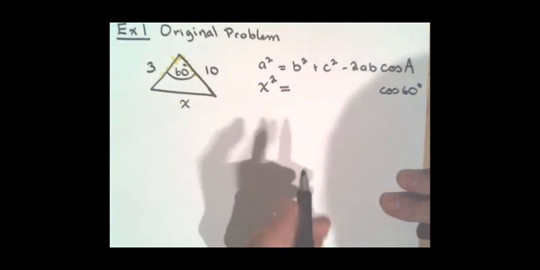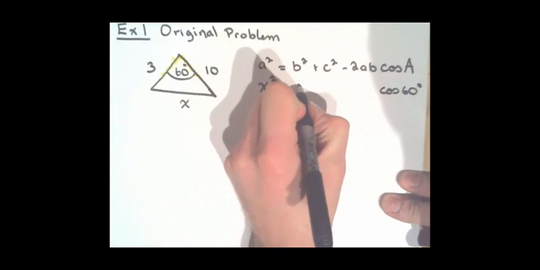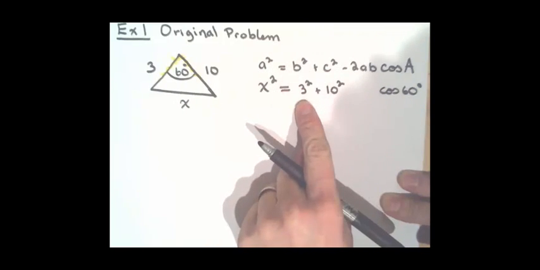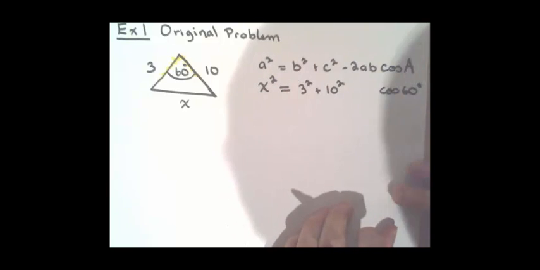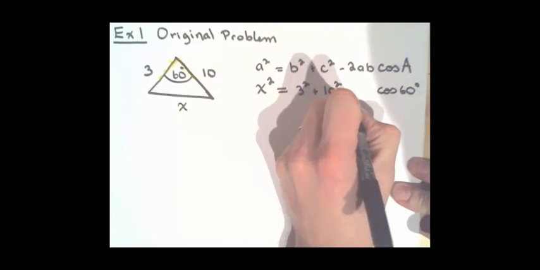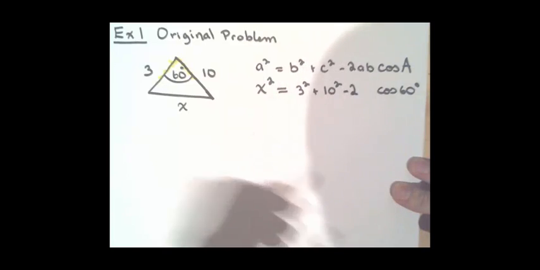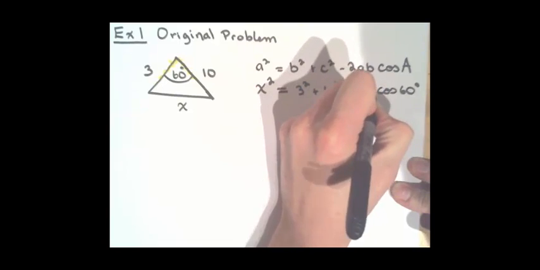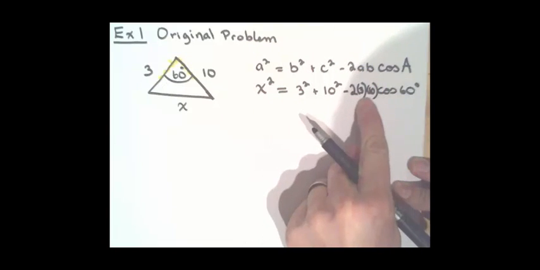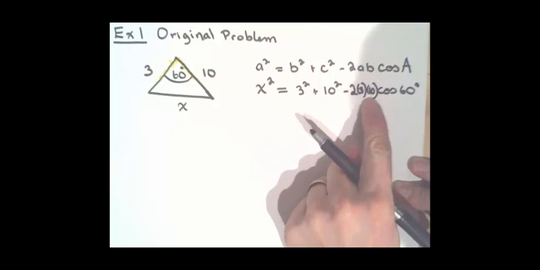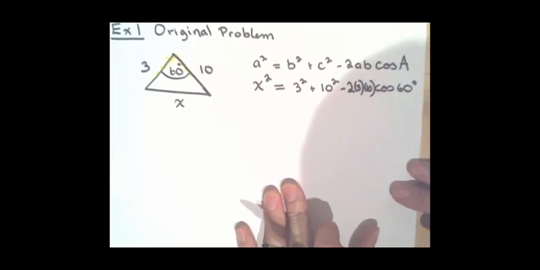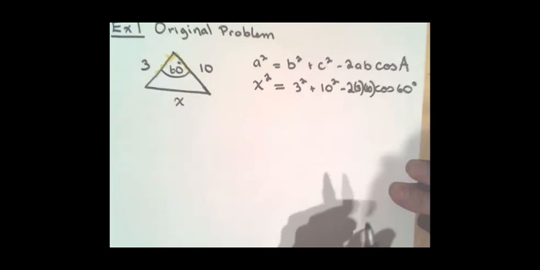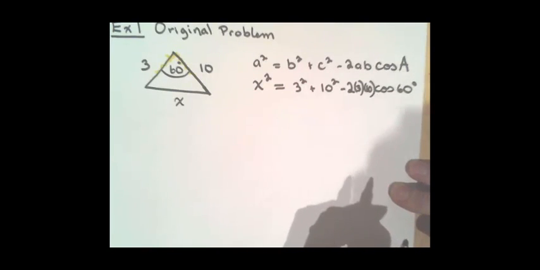And it won't matter which one you say is B and which one you say is C. Here's why. All you need to do is 3 squared plus 10 squared. Does it really matter if you write 10 squared plus 3 squared? That won't matter. And the other thing, now you'll do minus 2 times 3 times 10. Does it really matter if you do 2 times 3 times 10 or 2 times 10 times 3? The order will not matter. So you just have to identify this way, and everything's going to work out.